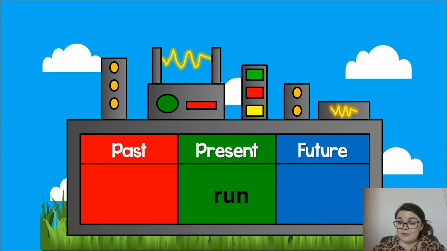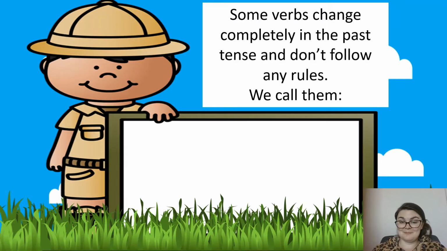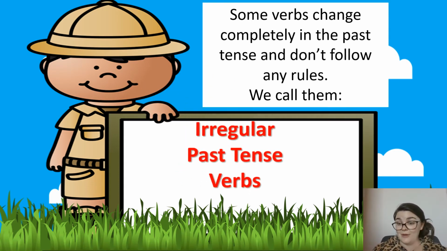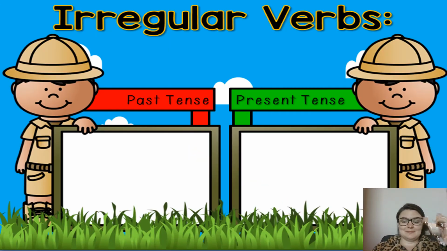Another irregular verb, or a verb that does not follow the rules, is run. When I am saying run and I put it in the past tense, run would become ran, not runned. I didn't run on the playground. I ran on the playground. Some verbs change completely in the past tense and don't follow any rules.